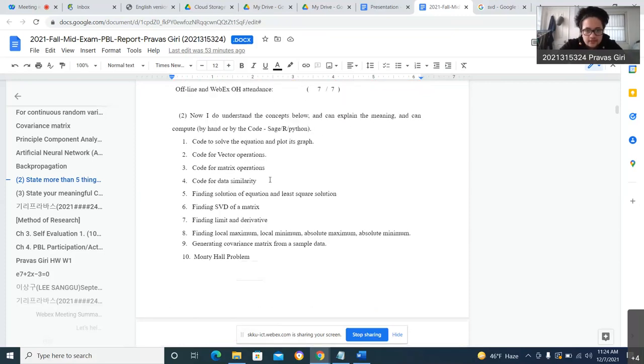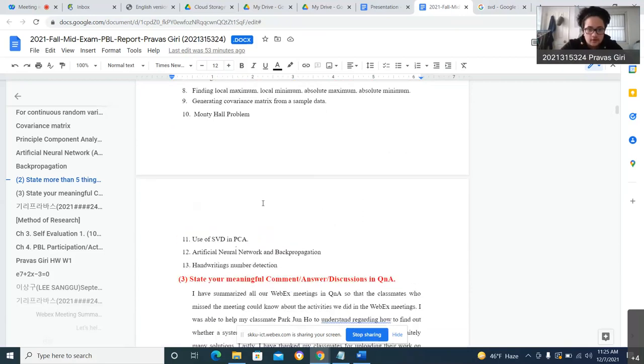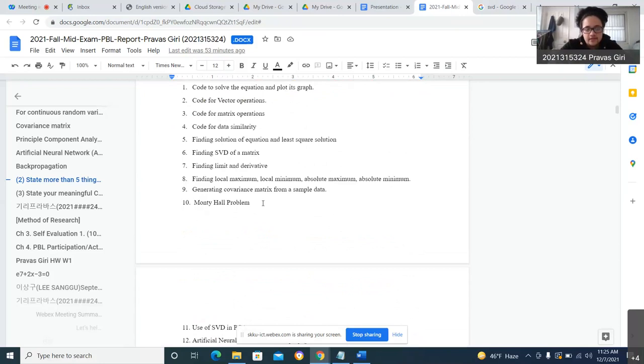And these are all the things that I have learned. We learned about the Monty Hall problem, and I would like to thank Park Junho Nim for uploading the proper calculation of the Monty Hall problem, as I had only explained it in words. And in the case of variance, I would like to thank Kim Daniel Nim, as he provided the correct code and I was able to correct it. It seems that I had again posted my previous calculations, so I have updated it again.